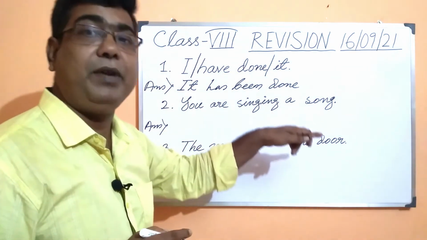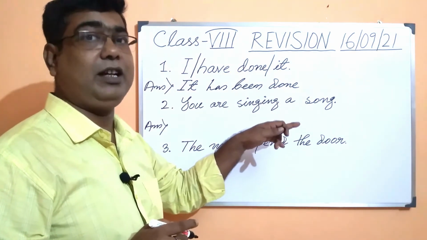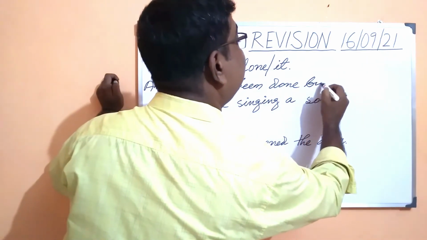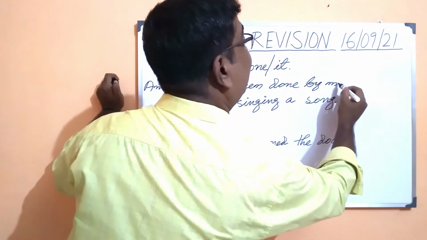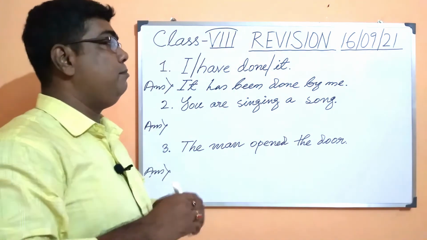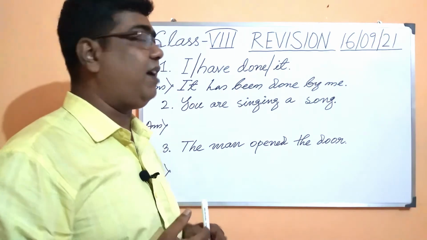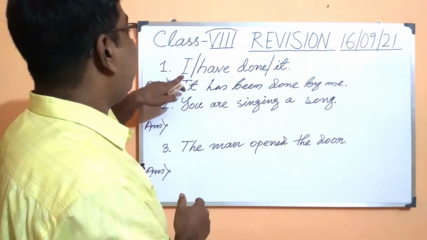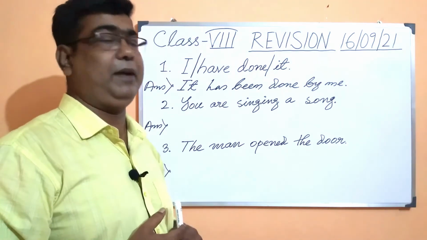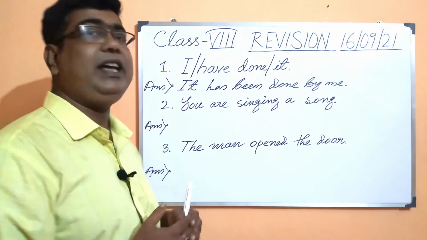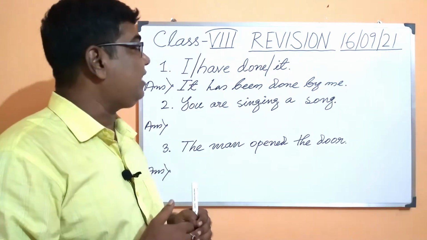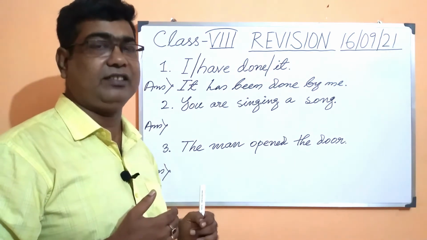This subject will become the object. This will become the agent. And in what way? It will come in the shape of by me. I becomes me. Me is the objective form of I. So finally, I will become by me. It will become the object in the passive voice. Therefore, we have transformed the first sentence from active voice to passive voice.